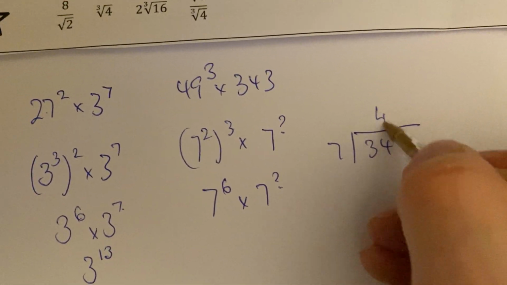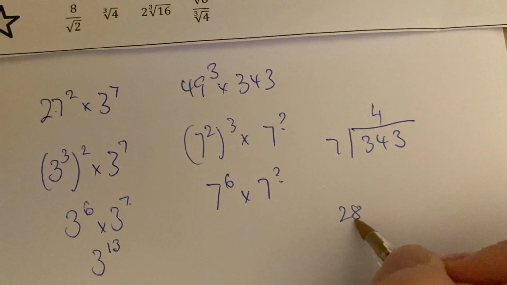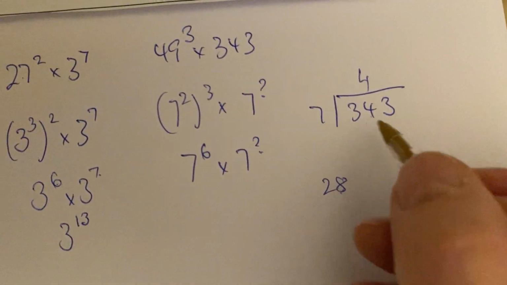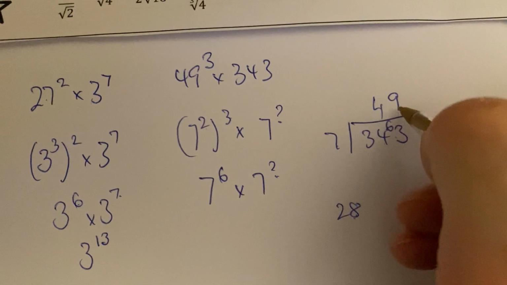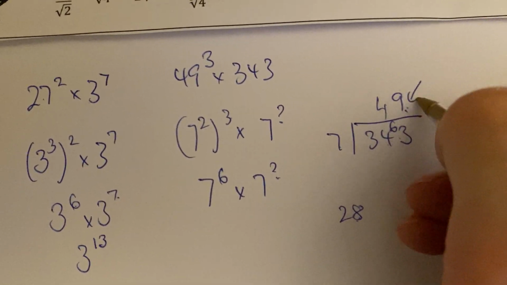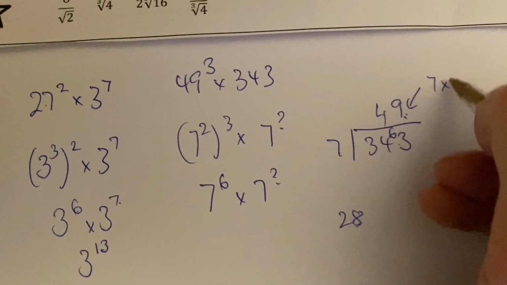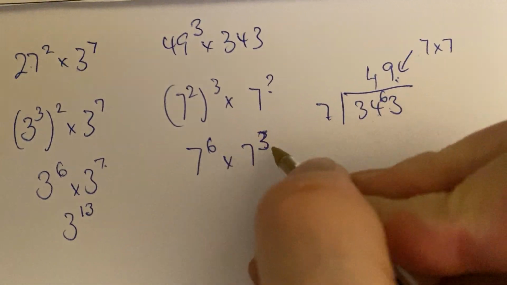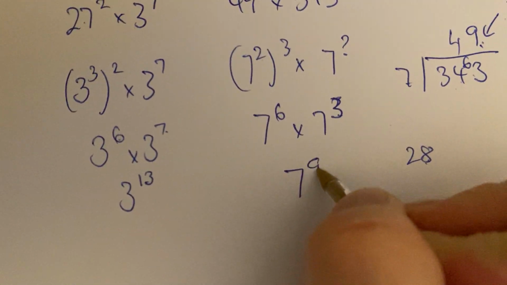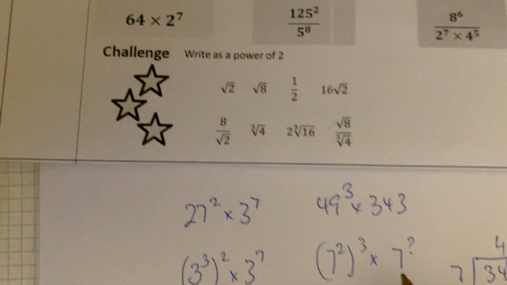4 7s are 28. 28 to get to that is 6, so it remains a 6. And then I know 9 7s are 63, so that's 49. And again, I know that 7 7s make that. So effectively I've got 1, 2, 3, so that is to the 3. And that means it's 7 to the 9, because I add those ones together.